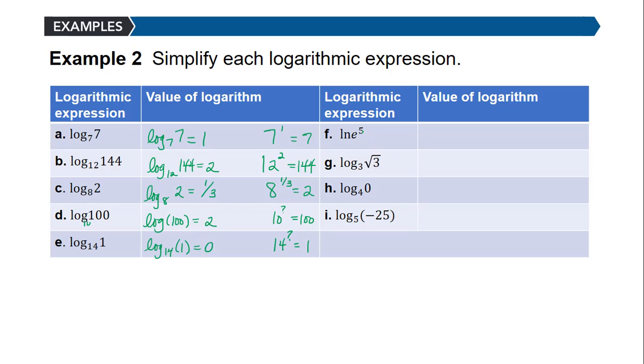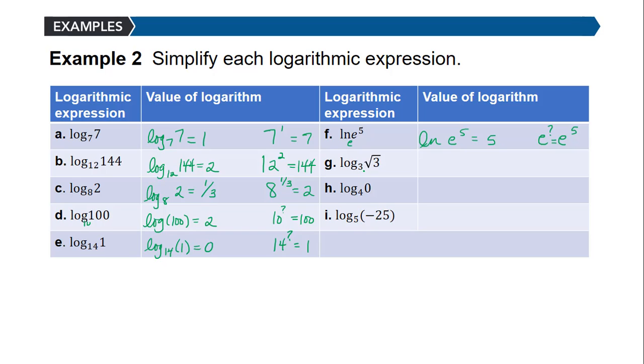The natural log of e to the 5 means, remember, our natural log is understood to be the log to the base e. So I'm thinking e to what power gives me e to the 5? Well, that has to be 5, right? e to the 5 is equal to e to the 5. So the natural log of e to the 5 is just simply 5.